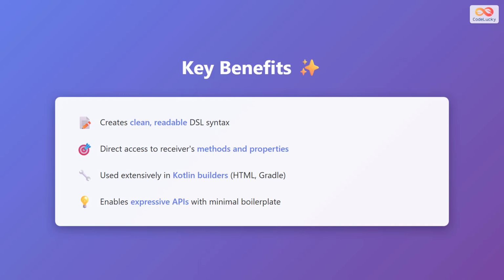Let's recap the key benefits of Lambda receivers. First, they create clean, readable domain-specific language syntax that feels natural. Second, you get direct access to the receiver's methods and properties without verbose qualifications. Third, they're used extensively in Kotlin builders like HTML builders, Gradle build scripts, and configuration APIs. Finally, Lambda receivers enable expressive APIs with minimal boilerplate code, making your code base more maintainable and easier to understand. Mastering this feature will significantly improve your Kotlin programming skills.